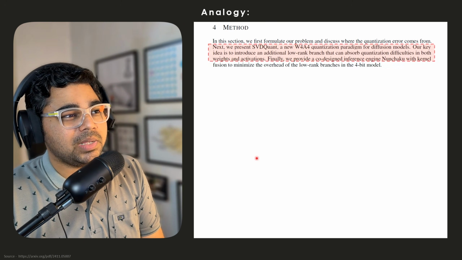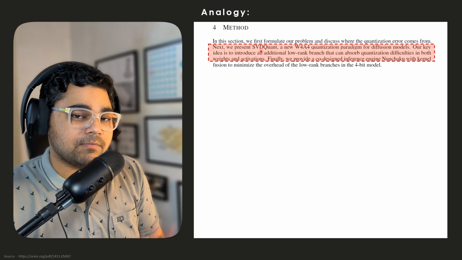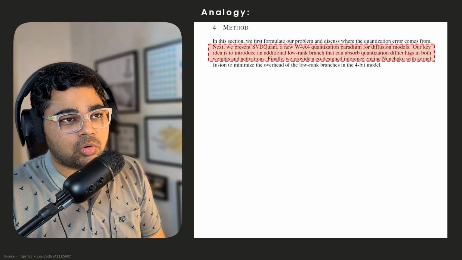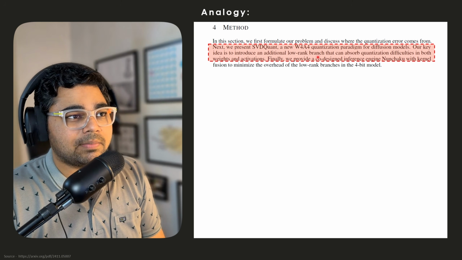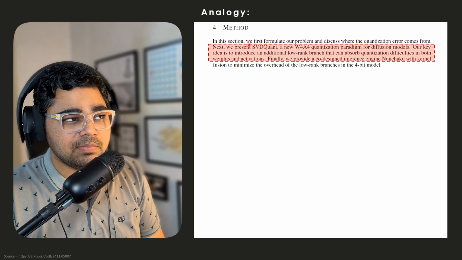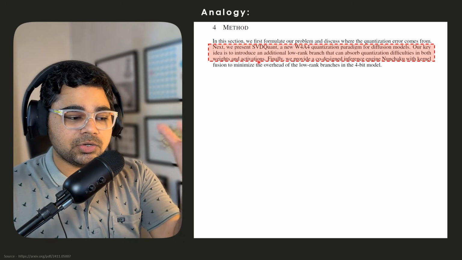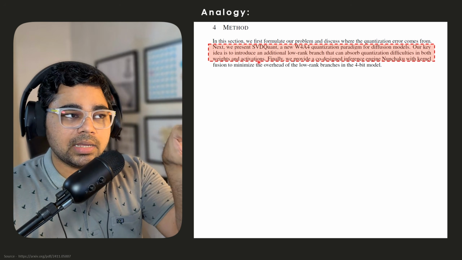So if you go further in the paper, they say next we present SVDQuant, which is their quantization method, a new quantization paradigm for diffusion models. Our key idea is to introduce an additional low-rank branch that can absorb quantization difficulties in both weights and activations. So what they are saying is, let us introduce another container in which we can dump all these outliers, both from weights and activations.